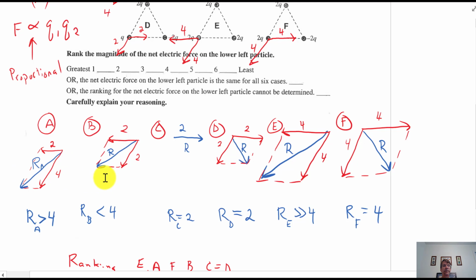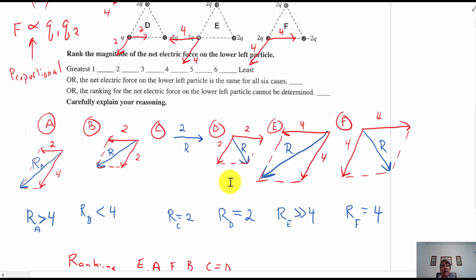In case B, the result has to be bigger than 2, but less than 4. Because the only way to get 4 from the summation of those two vectors is if they were lined up. But I do know it's less than 4, more than 2. If that angle is less than 60, or 60, less than 90, it can't be greater than 4. All right, but it's greater than 2. Somewhere between 2 and 4. And part C, it's 2.